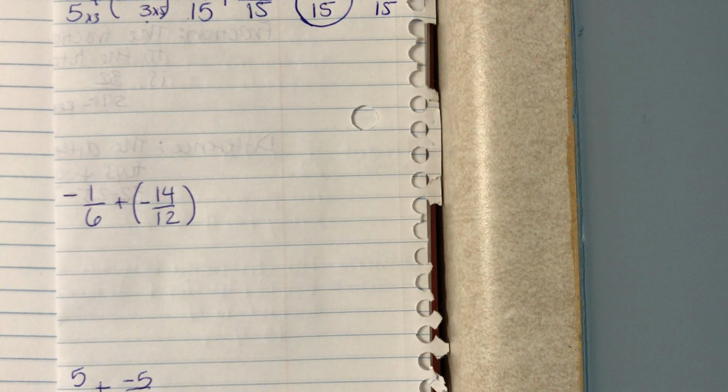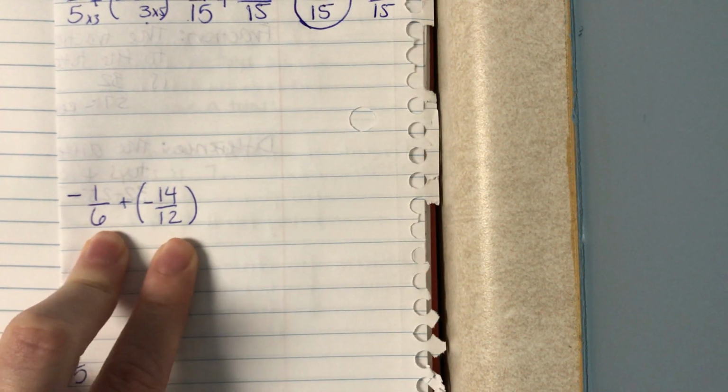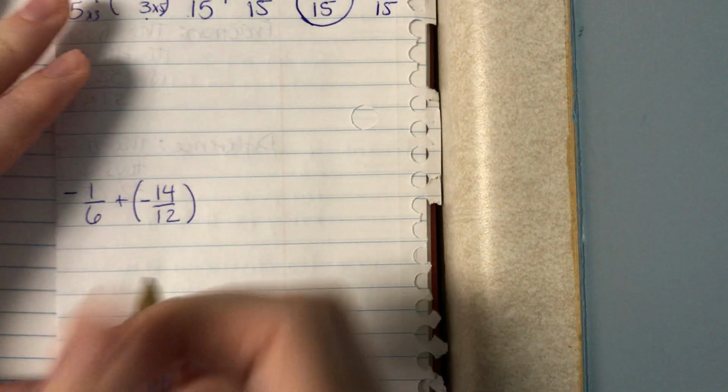If you weren't sure about that and multiplied 6 times 12 to get 72, you definitely can choose 72 as your denominator. You're just going to have to simplify a lot more at the end. It will work, you will get the right answer, you just have to simplify more at the end. So for 6 and 12, I'm going to choose 12 as my common denominator.